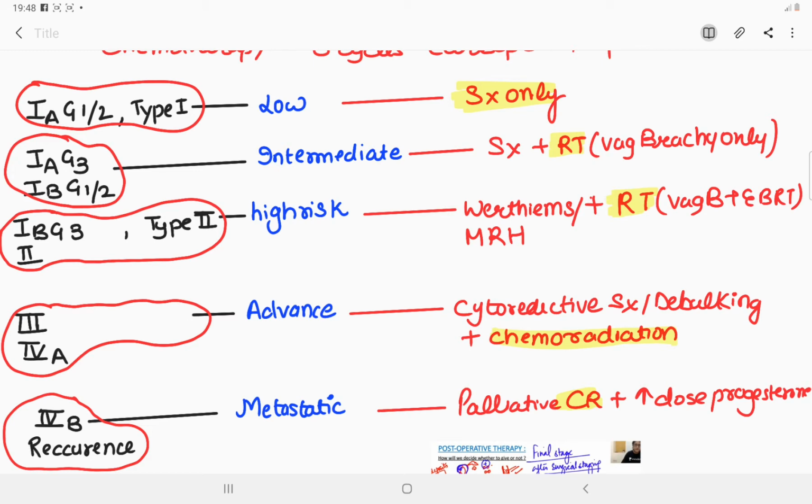Stage 3 and 4A are considered advanced stage. Cytoreductive or debulking surgery is done, followed by chemoradiation, both. In 4B or in any recurrence, that is metastatic disease, palliative chemoradiation plus hormonal therapy in the form of high dose progesterone is given.